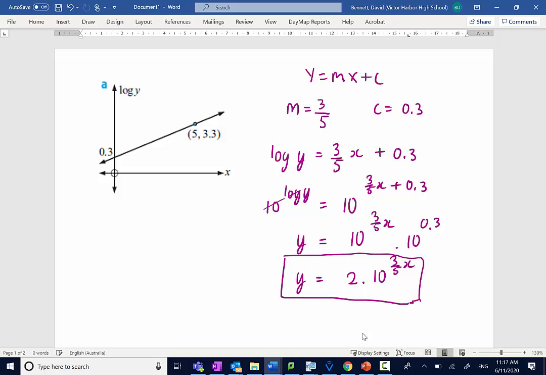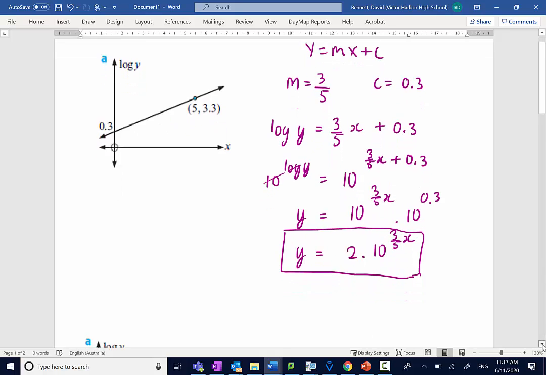So for that particular case, when you don't have both logs, you use the power of 10. That's quite a nice one.